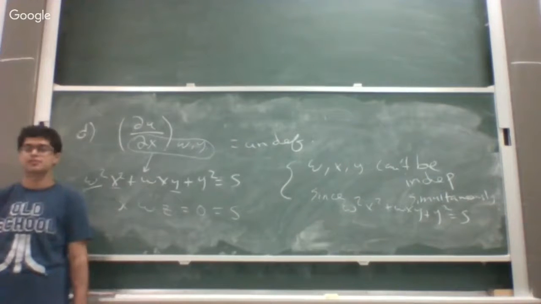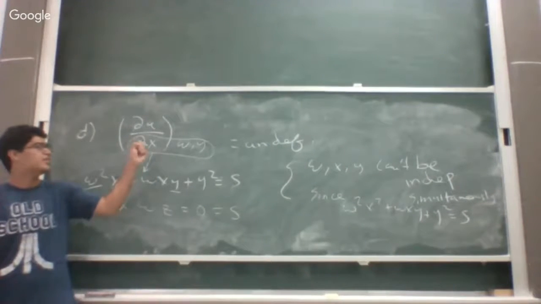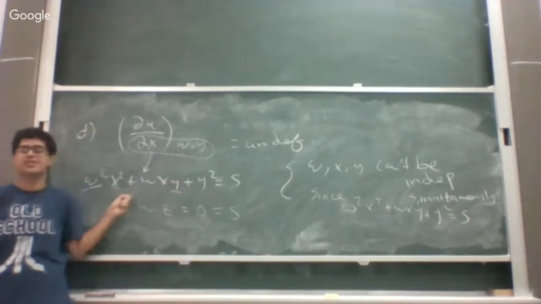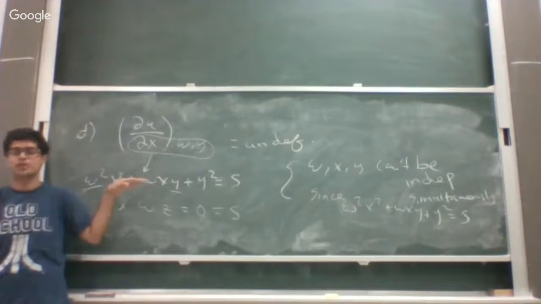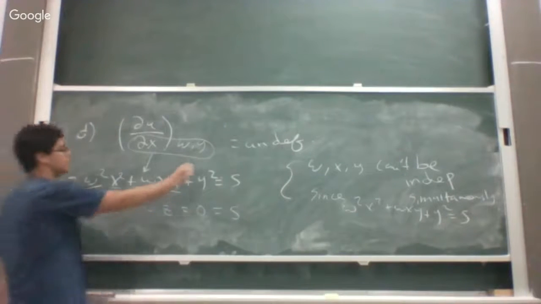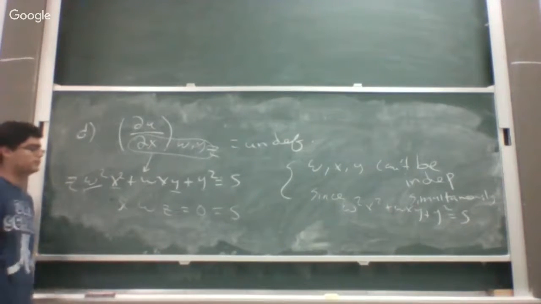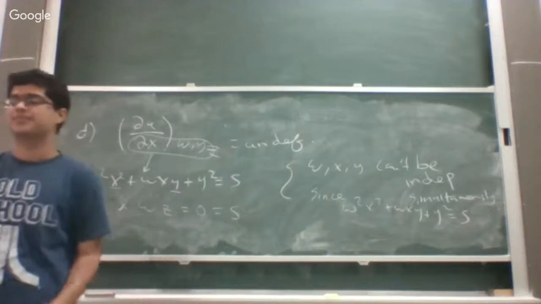I hope I said that good enough. Essentially, if you don't understand what I said, you can't have the same three variables be in the same constraint. So if there was a z here and we had a z up there, it would still not work. Yeah, it would still be undefined.